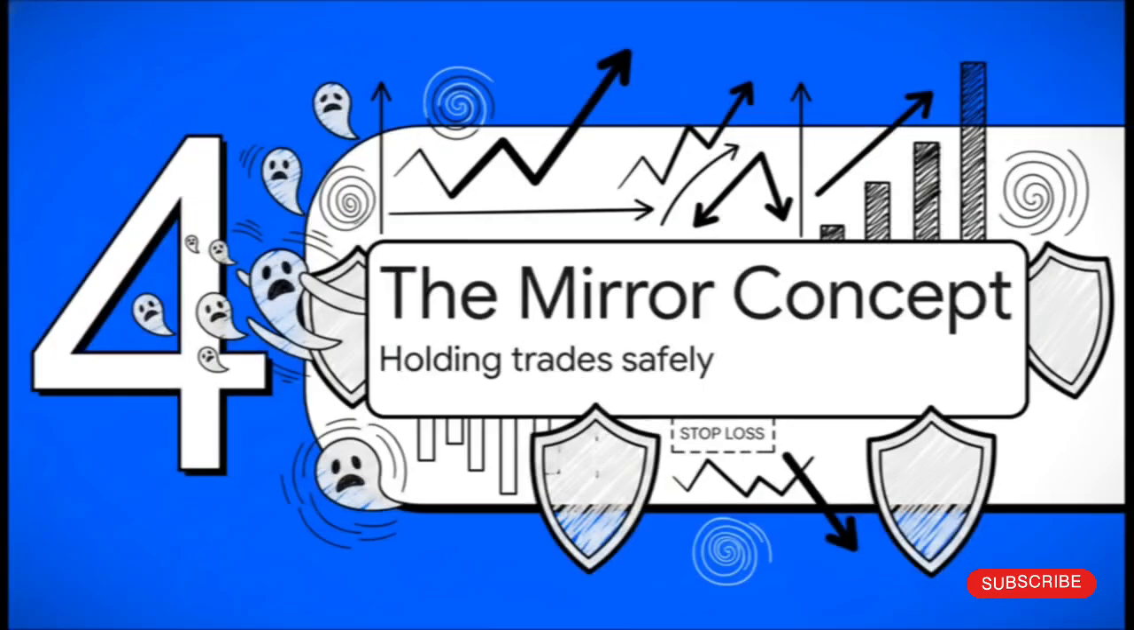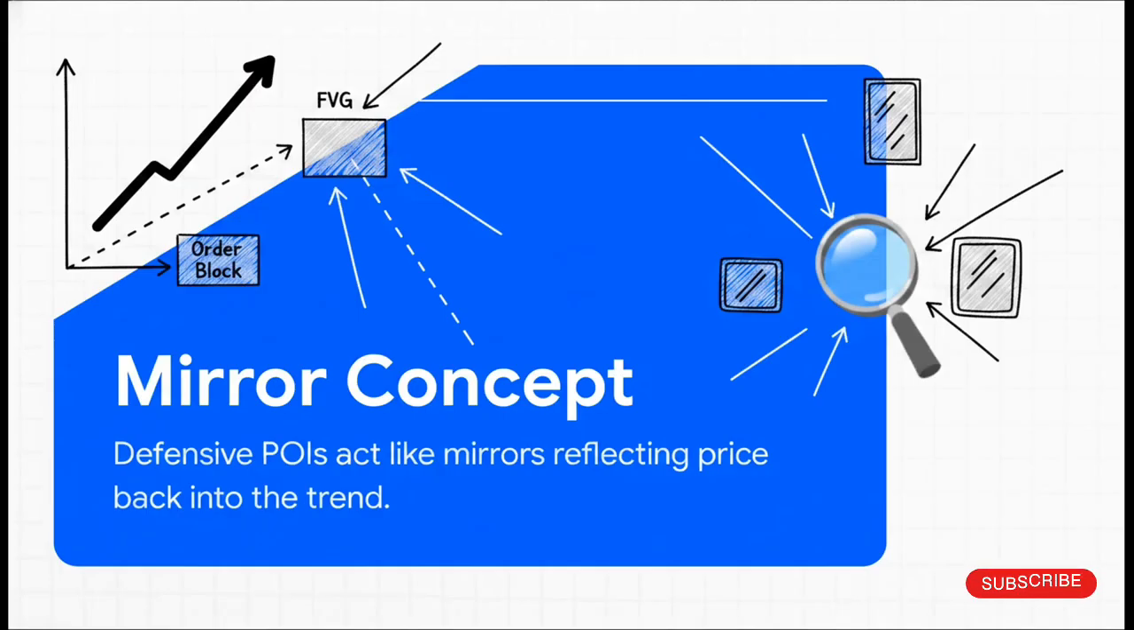Section 4. The mirror concept. Holding winning trades with confidence. So how do you logically hold these trades without completely panicking during a pullback? You know that feeling when it looks like price is reversing just to take out your stop loss? This is where the mirror concept comes in.